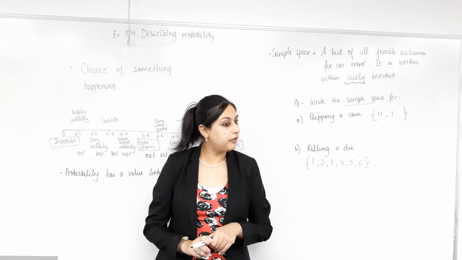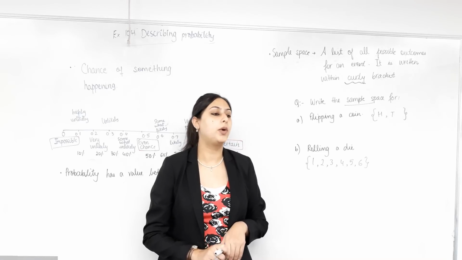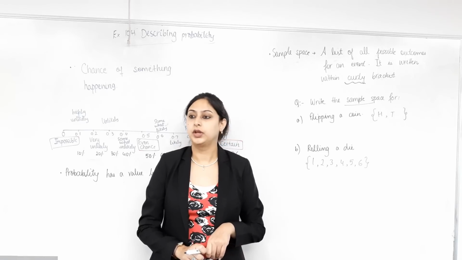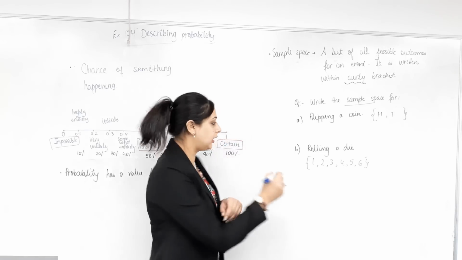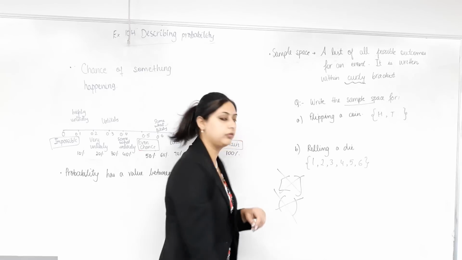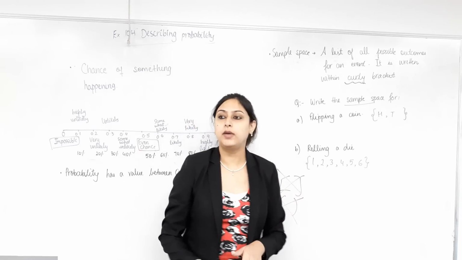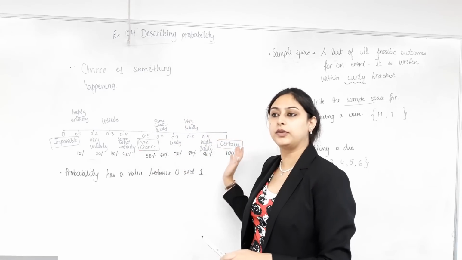So it's very important to use the correct set of brackets while writing the sample space. If you use another bracket, the square bracket or the round bracket, that's wrong. We do not use them for sample space. Is that clear?